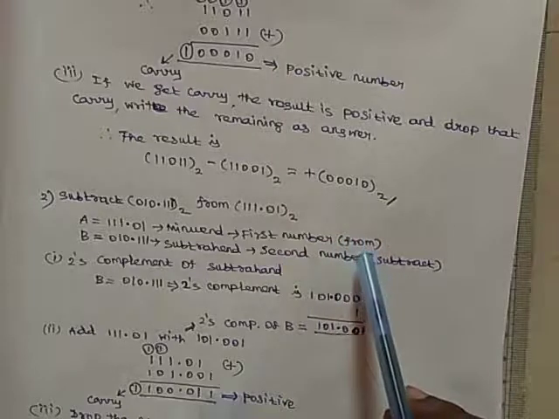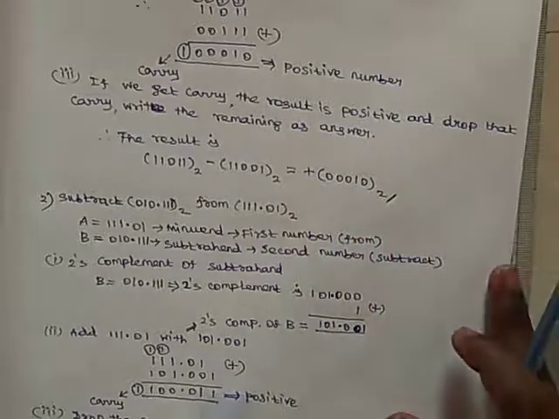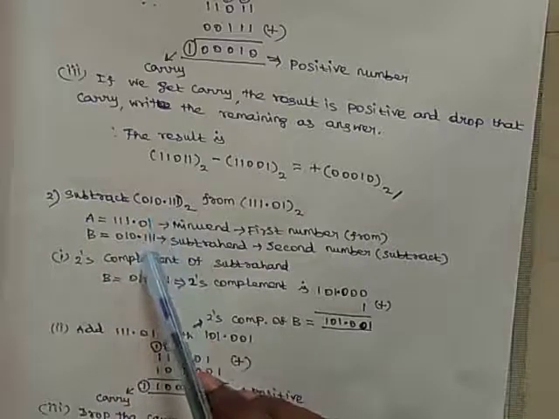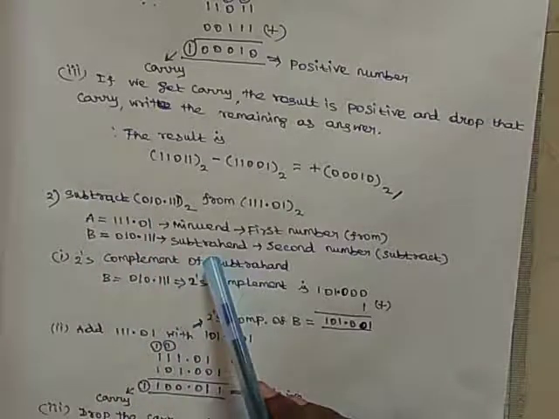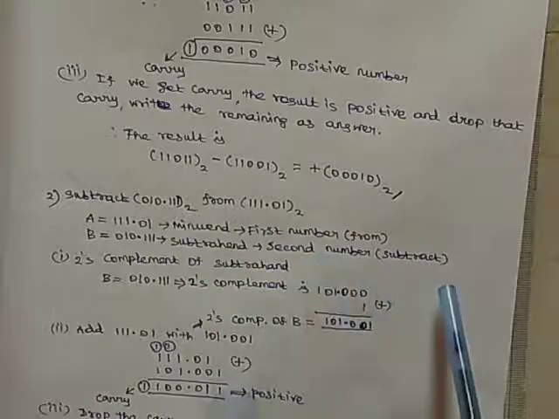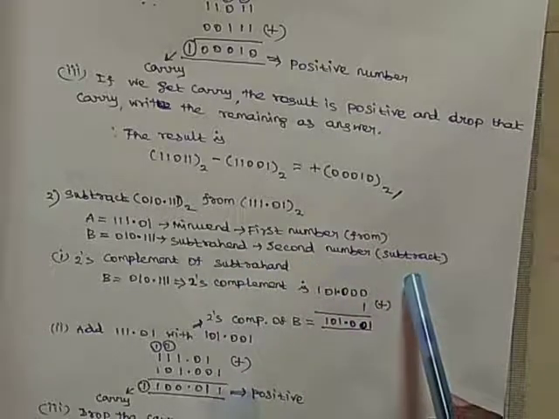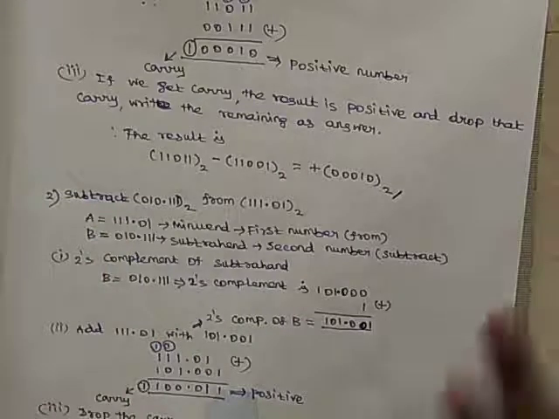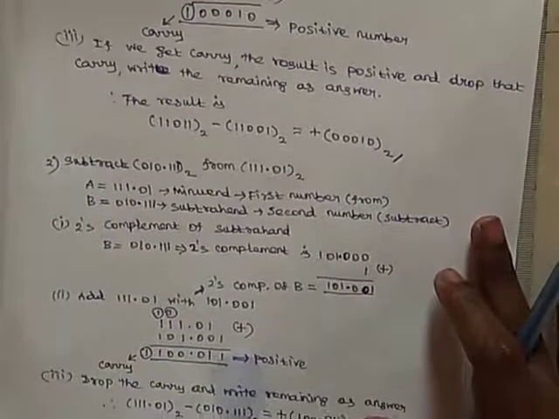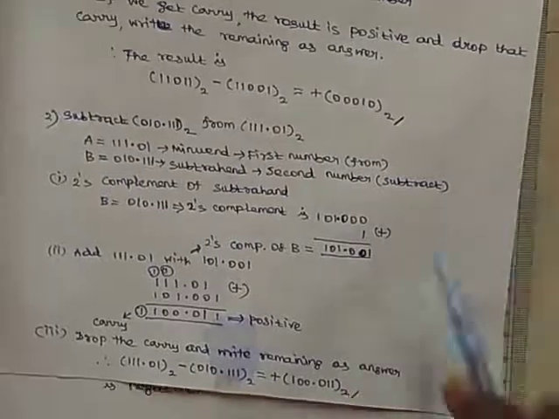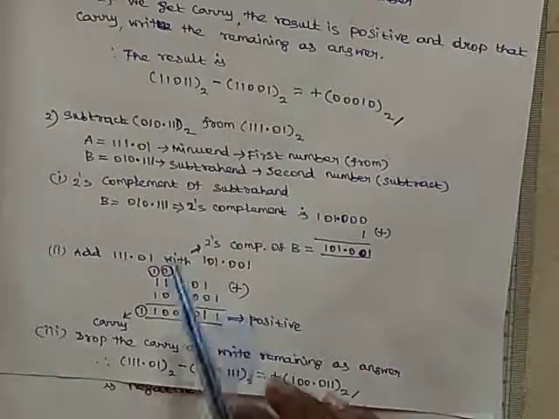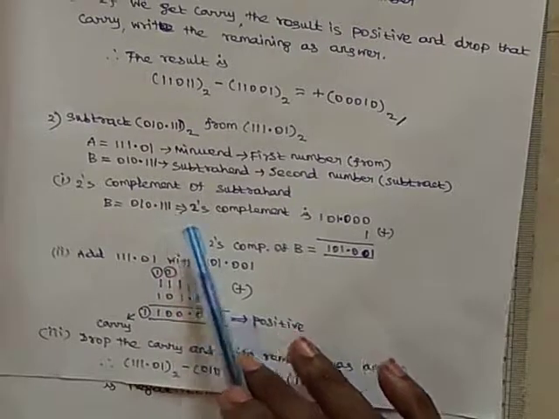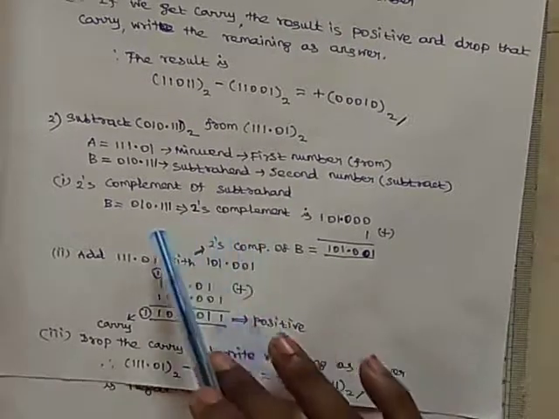I used this word from for your understanding. So next B, 010.111, that is called subtrahend. That is the second number that comes after subtract. Right, first step is we have to take 2's complement of the subtrahend. So B is 010.111. We have to take 2's complement for this number.